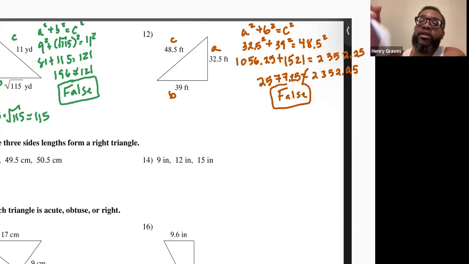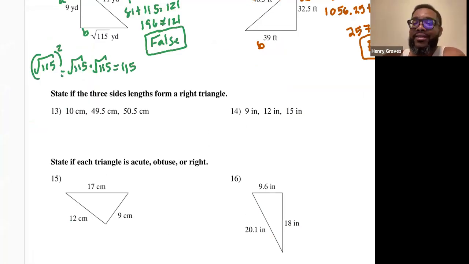Okay, then you have to stay on number 13, if these sides form a right triangle. Do I even have enough space for this? Okay, well, this is going to be A, B, and C. And FYI, if you have a TI graphing calculator, I could probably show you how to do this. I guess I can show you all in class. So again, the formula, I'm going to do 10 squared plus 49.5 squared is equal to 50.5 squared, right? My formula, a squared plus b squared equals c squared.